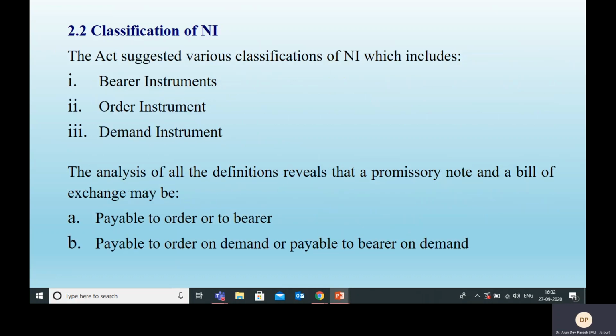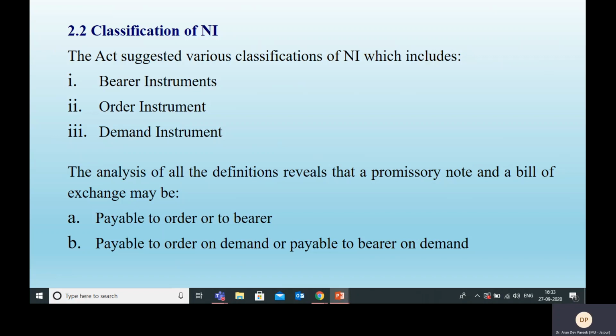As far as classification of negotiable instruments is concerned, the Act suggested various classifications, which include point 1, bearer instruments, point 2, order instrument, and point 3, demand instrument. The analysis of all the definitions reveals that a promissory note and a bill of exchange may be: A, payable to order or to bearer; B, payable to order on demand or payable to bearer on demand. To explain further, the gap or the contradiction is between the provisions of this Act and the provisions of the RBI Act.